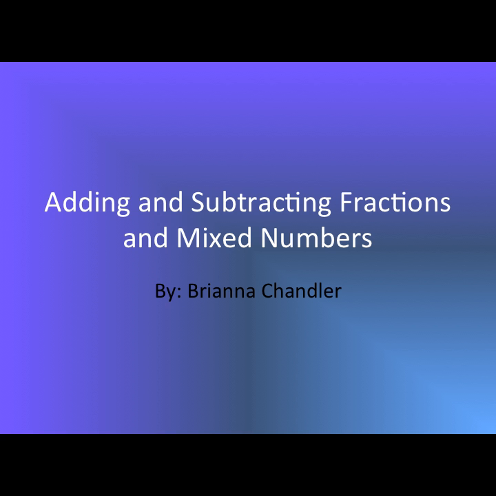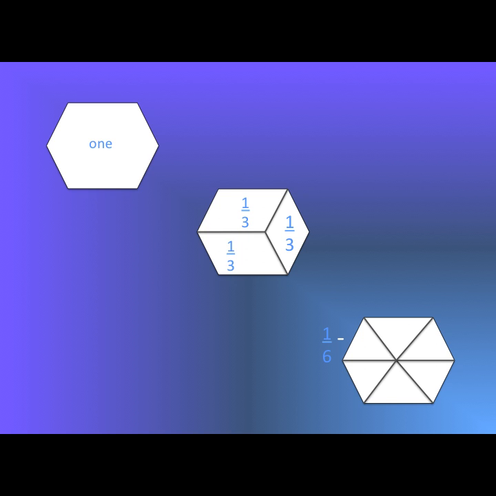Adding and subtracting fractions and mixed numbers. One hexagon is also equivalent to 3 rhombi, which is also equivalent to 6 triangles.